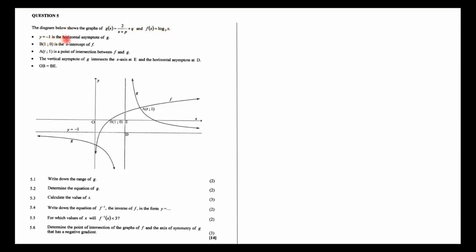Y is equal to minus 1 is a horizontal asymptote of g. B, which is (1, 0), is an x-intercept of f. A, which is (t, 1), is a point of intersection between f and g. Then the vertical asymptote of g intersects the x-axis at E and the horizontal asymptote at D. OB is equal to BE.